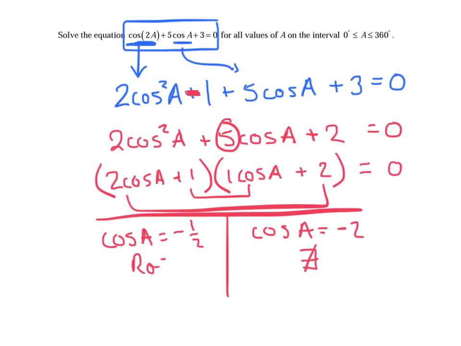Here we've got a reference angle of 60. And then as we go to, let's see, one's cosine negative. Second quadrant would be 120. Third quadrant would be 240. There we go, rock and roll.